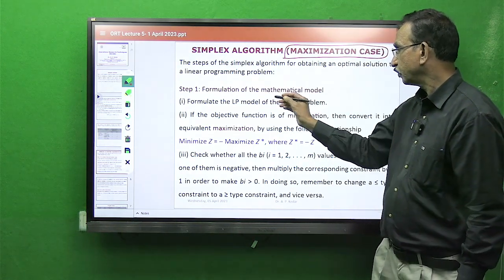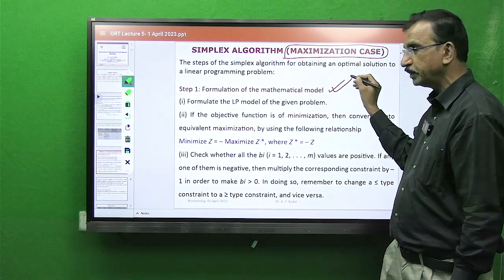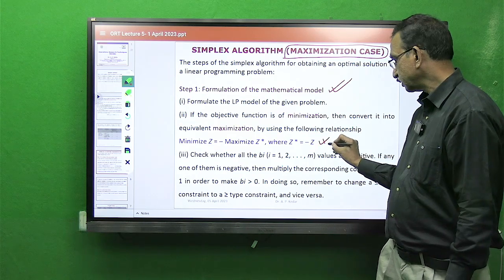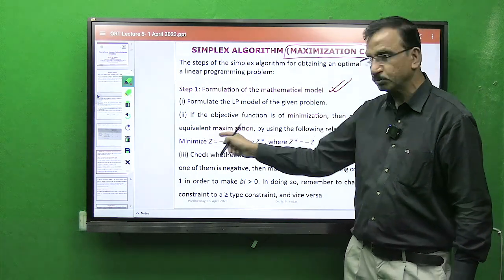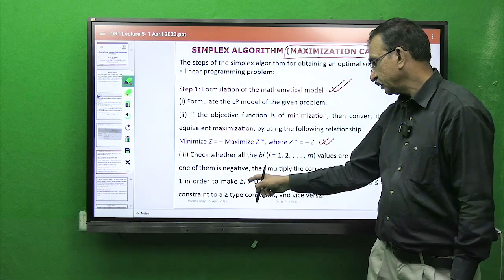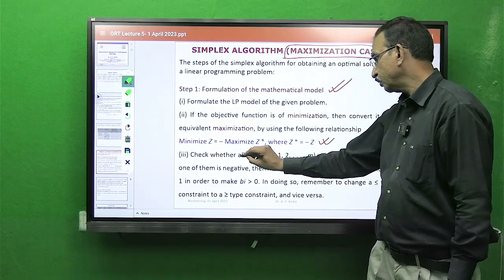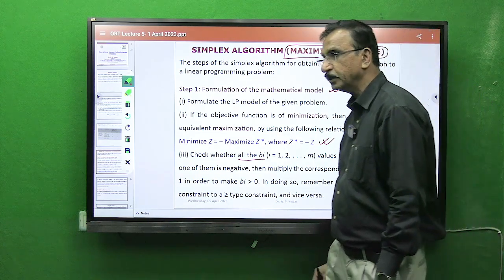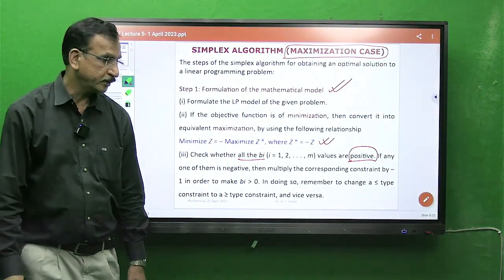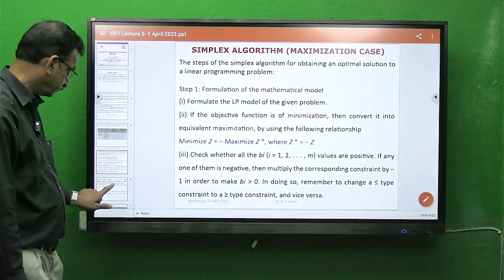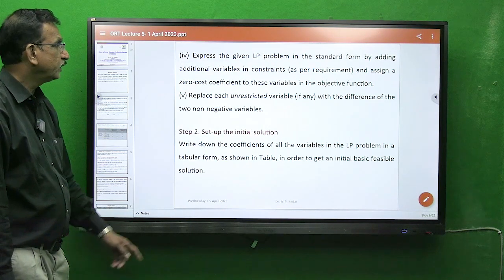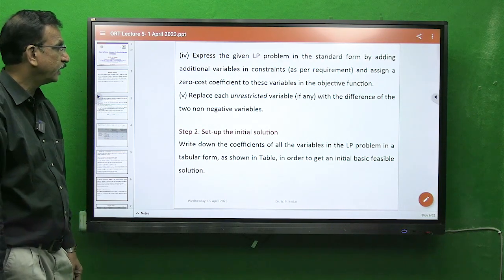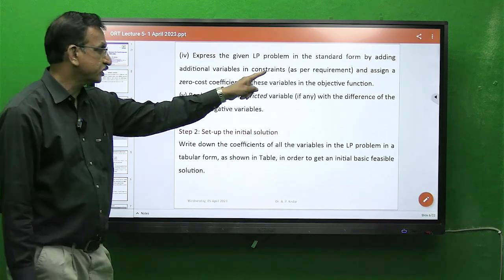First thing, formulation of the mathematical model, we have seen many times, we have practiced this. This is discussed just now, many times I have discussed how to convert. And non-negativity: check all bi, that is the resource values, are positive. No right side negative value is allowed or permitted. Then express the given LP model in standard form by adding additional variables in the constraints.